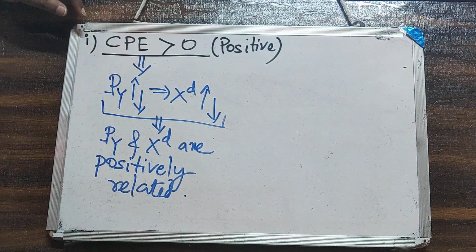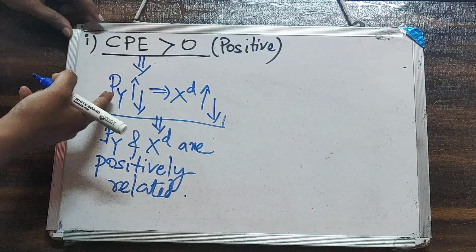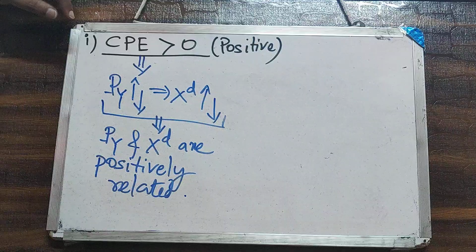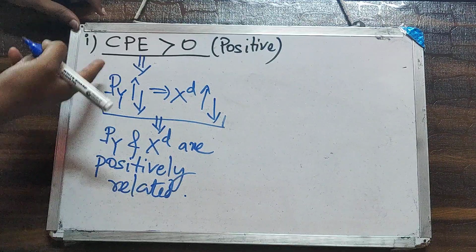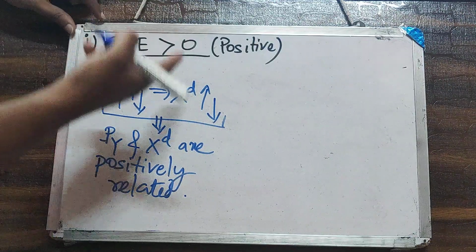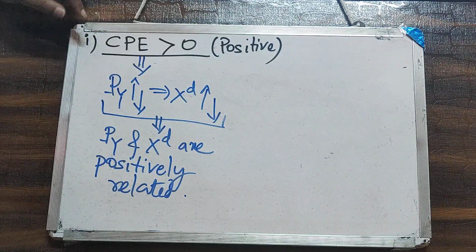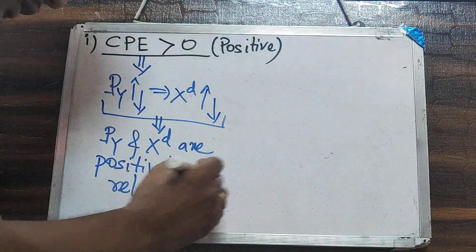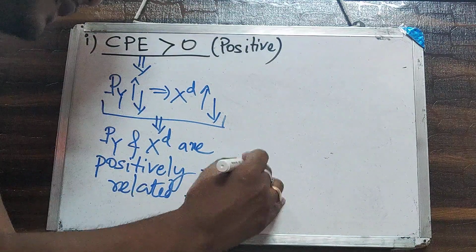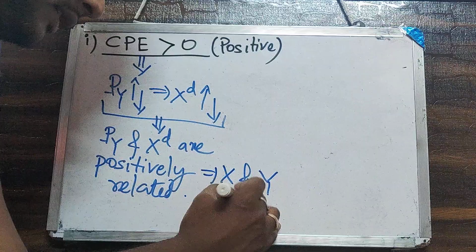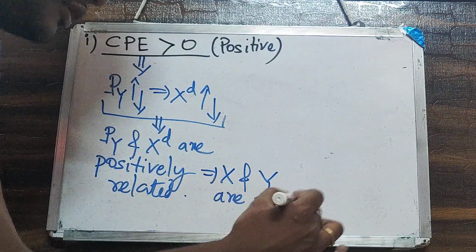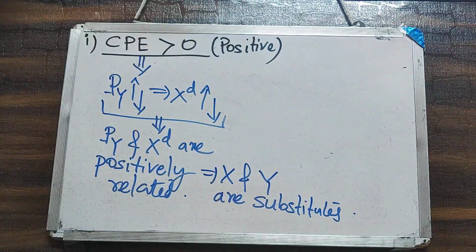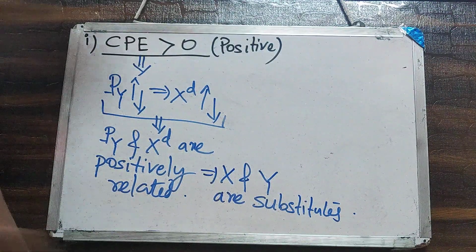Okay, so how is good Y related to good X here? When will an increase in the price of good Y lead to an increase in the demand for X? Obviously when X and Y are substitutes. So this would indicate that X and Y are substitutes. Example is tea and coffee.